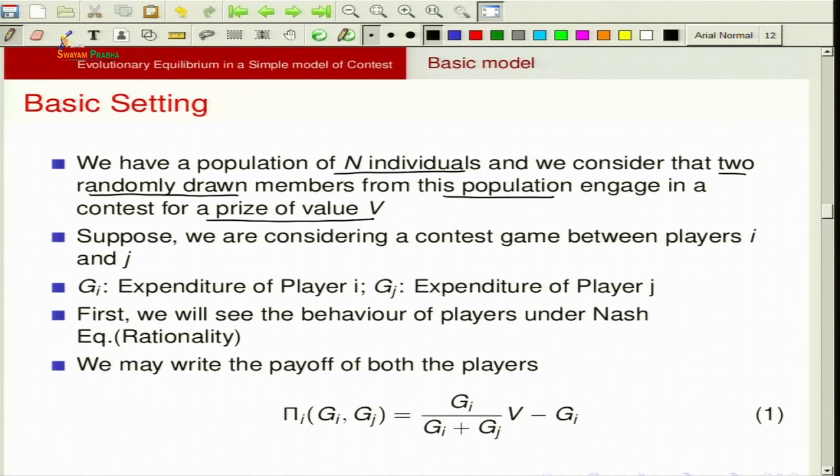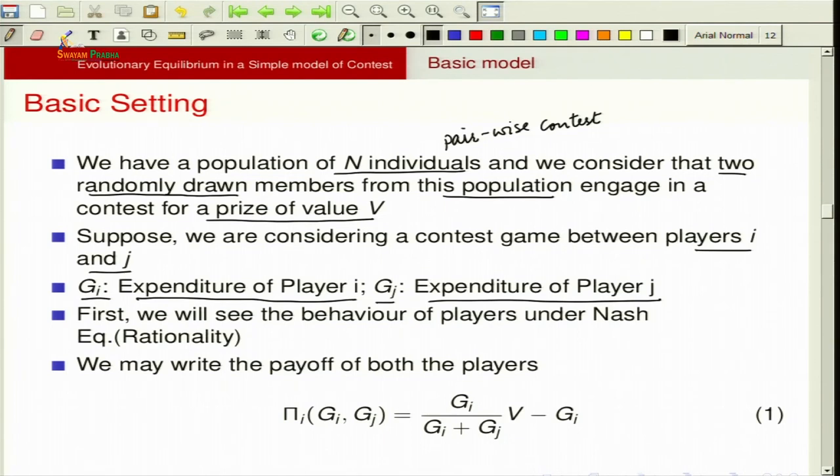As we are randomly drawing two individuals, we can consider that there is a contest game between player number i and player number j. This is how we define it, as it is a pairwise contest. That means two random people are contesting at one time. Here we define g_i as the expenditure of player i in the contest, as we described in the earlier setting, and g_j as the expenditure of player j in the contest.